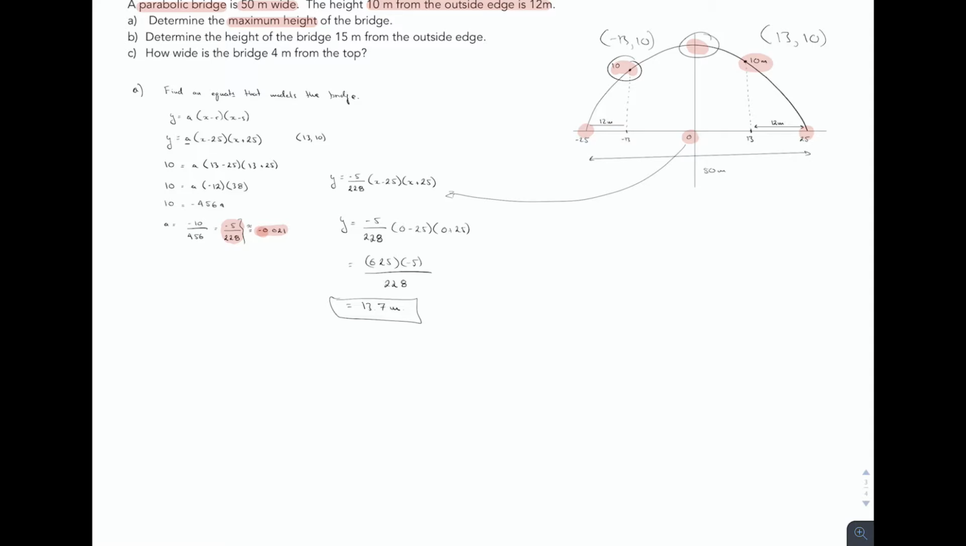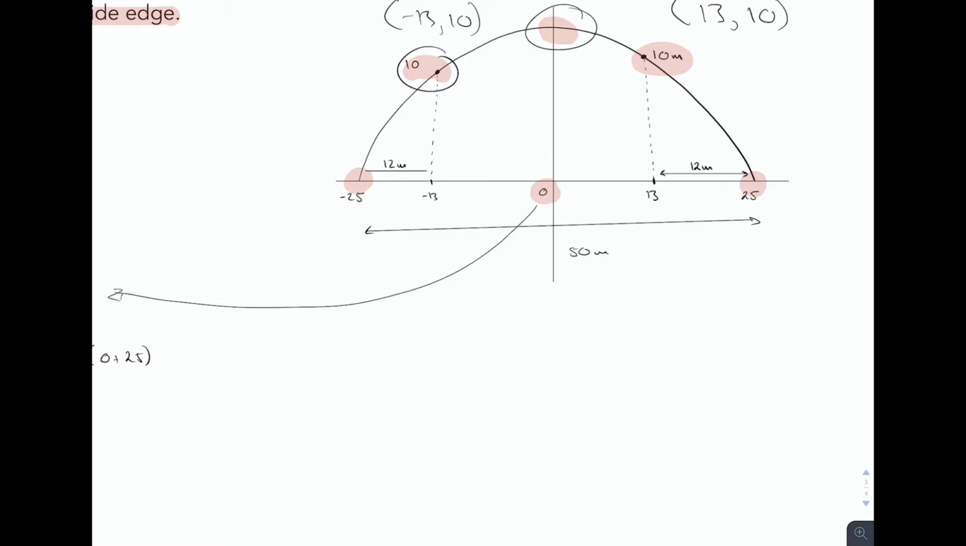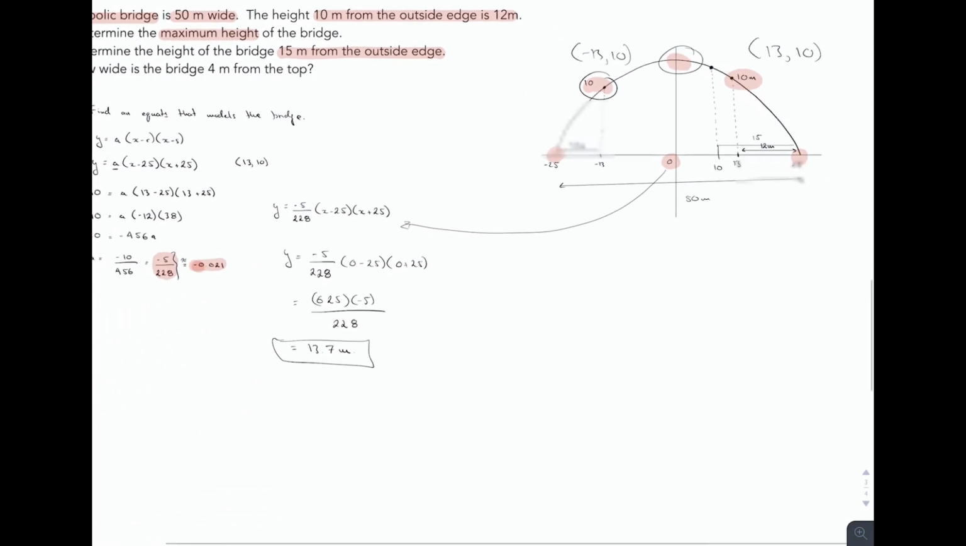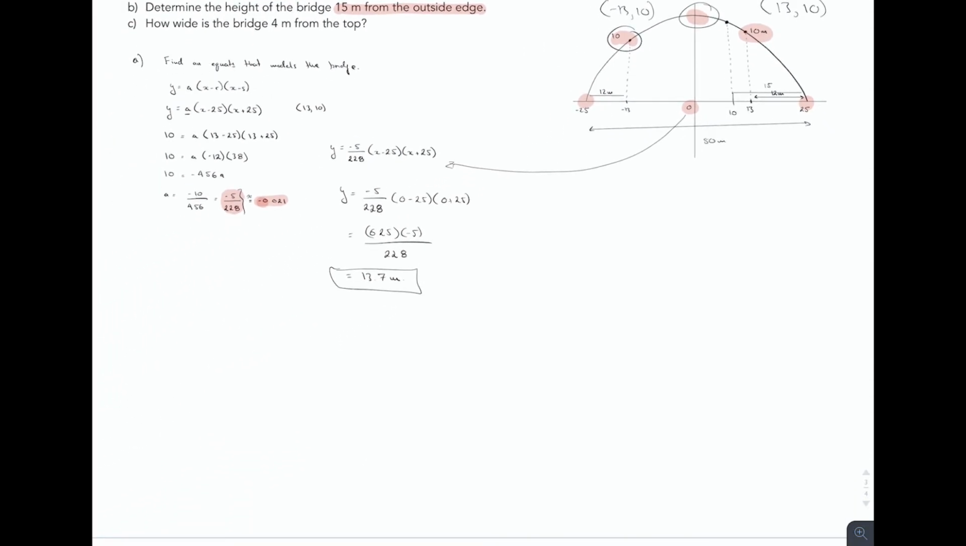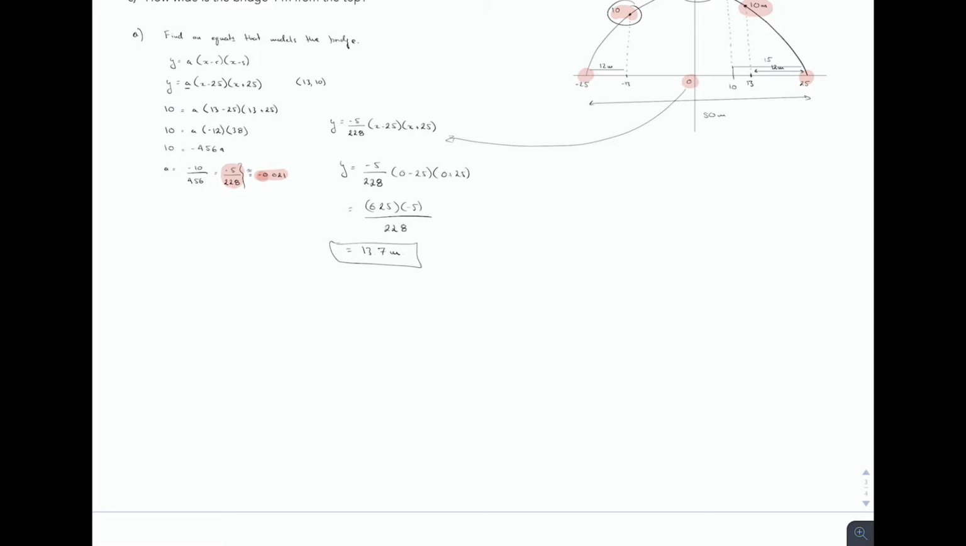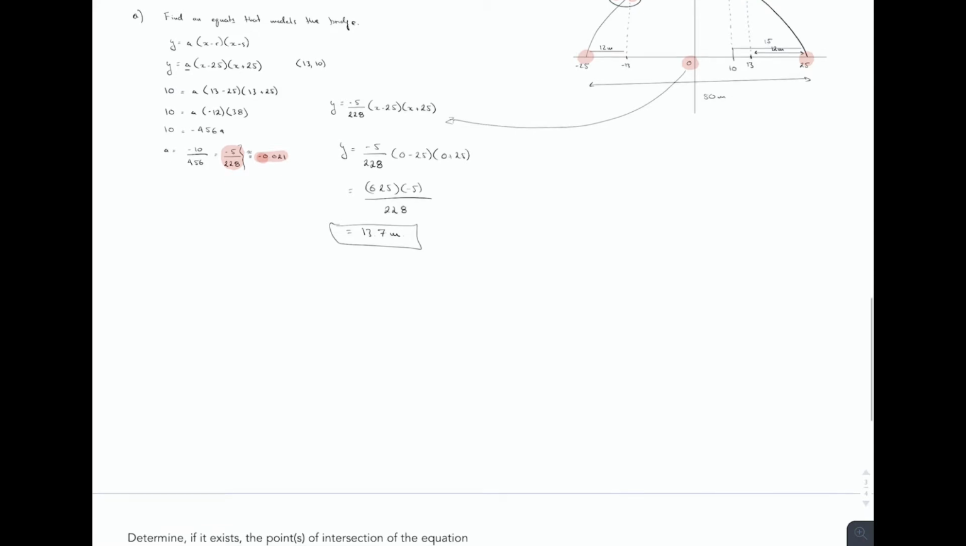Determine the height of the bridge 15 meters from the outside edge. So 15 meters from the outside edge, if I go to my picture here, that'll be 15 meters. So I'm going in 15. So 15 subtracted from 25, that'll bring me to 10. And if I trace this up, I want to be somewhere here, somewhere between 10 and 13.7. So let's plug in that 10 value into our equation and see what we get.